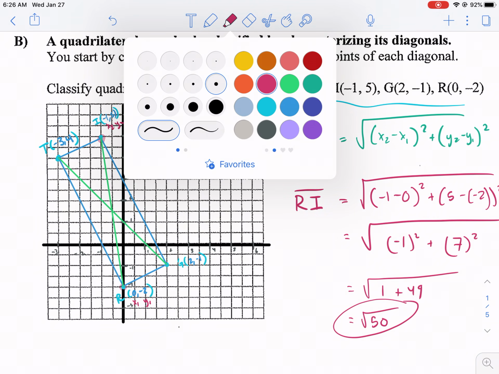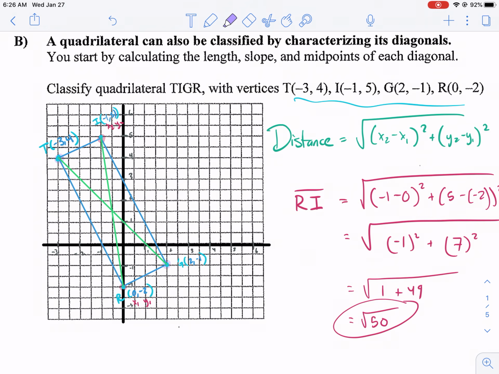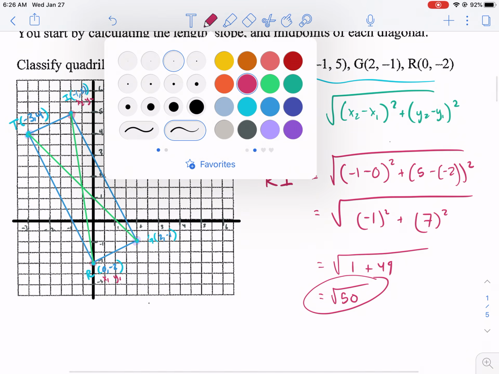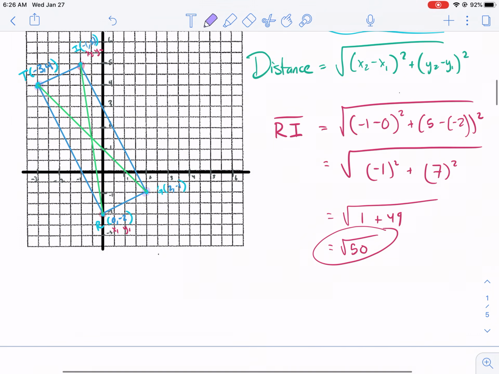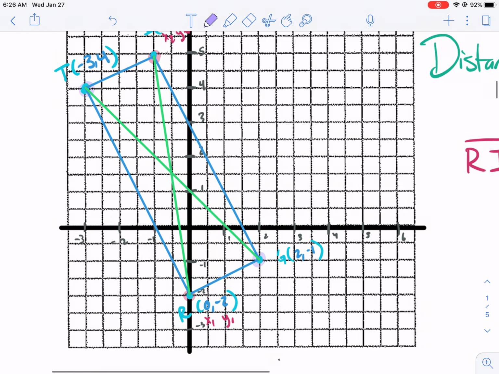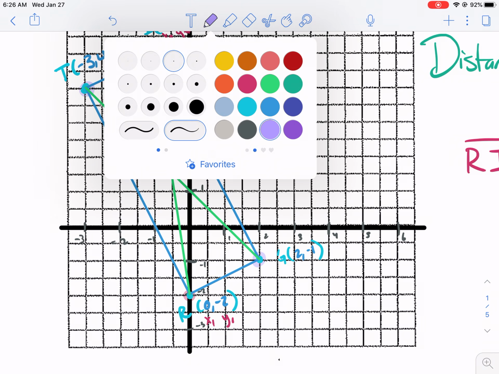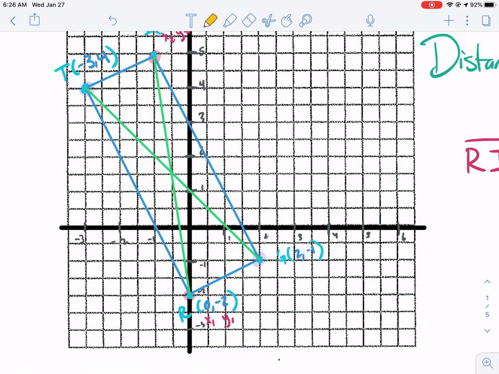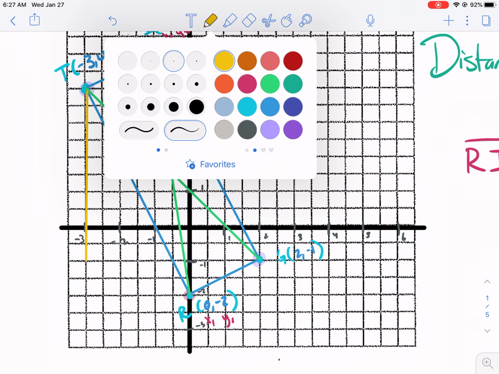So let's use a different color for this. TG is the next one I'm going to do. I need to find this length, TG. Now I'm going to use a different method. This time I'm going to use the Pythagorean Theorem. How do I do that? Well, first thing I need to do is create a right triangle. The Pythagorean Theorem is all about right triangles, so I'm trying to create a right triangle between those two purple points. So there's one, and then let's make it red.